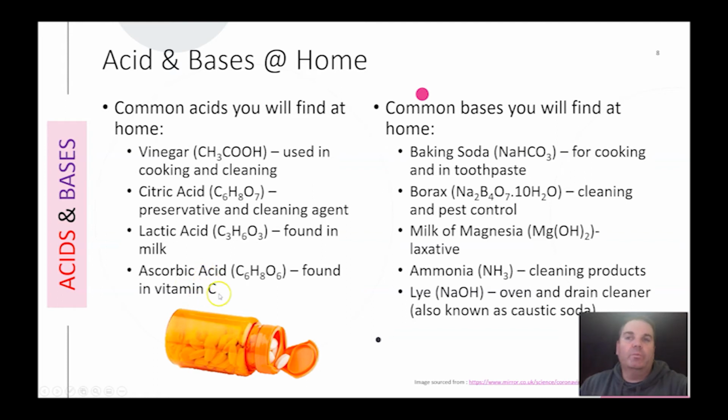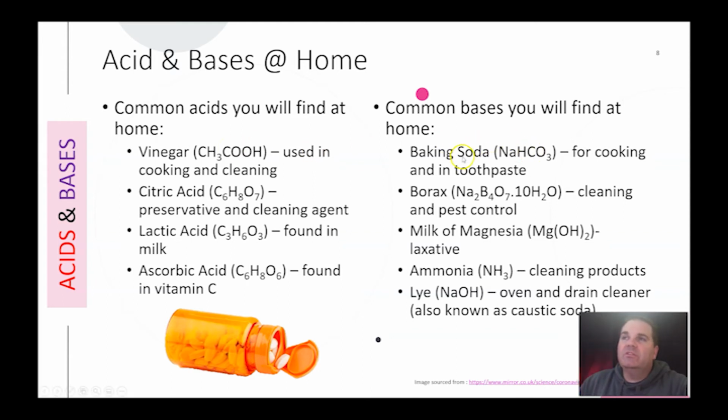So ascorbic acid is a really good one at the moment, particularly heading into winter. Really encourage you to take your vitamin C, help keep your immune system up, help fight off diseases and viruses, which is really important, okay? Then you've got things like citric acid, which is found in citrus fruit, so things like oranges and lemons. Okay, lactic acid found in milk. All of these are what we call organic acids, and I'll explain about organic acids in a couple of slides' time. But basically, they're ones that are made up of only carbon, hydrogen, and oxygen, and they're all weak acids, which are really good because you don't want to have really strong acids around the home.